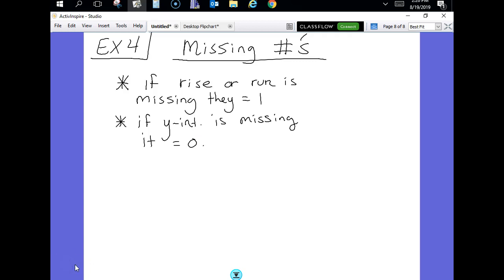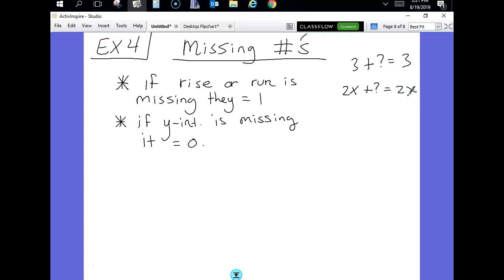So, let me show you something to explain why this is. 3 plus what equals 3? 0. So, if you're missing a number that's being added, then it's 0. So check this out. If you have 2x plus something equals 2x, what's the something? 0. That's called the additive identity.